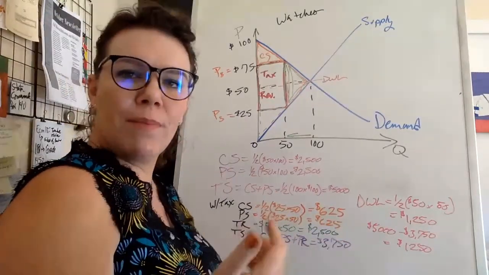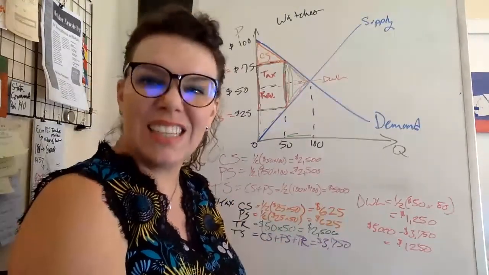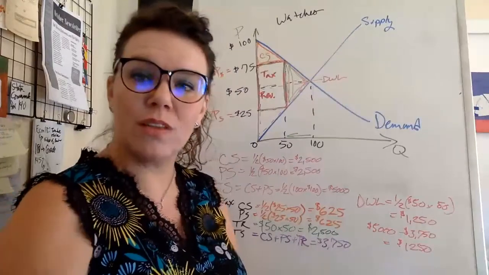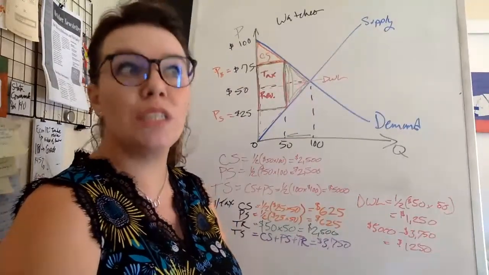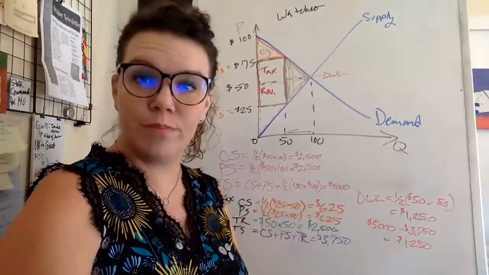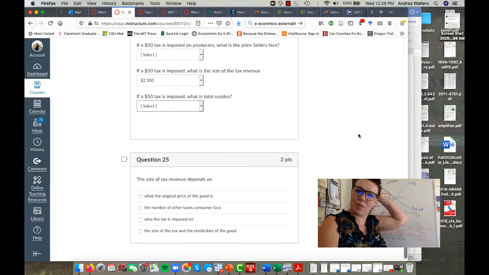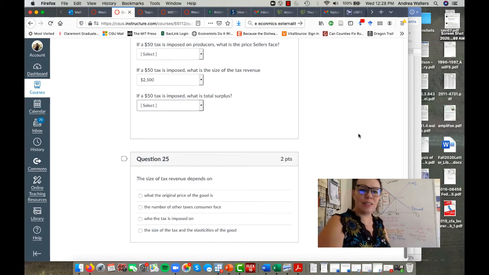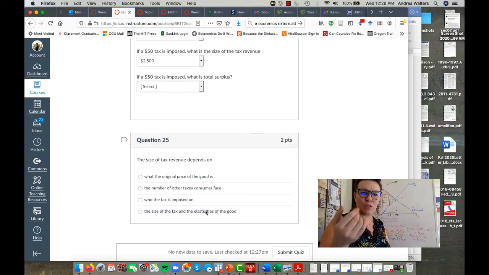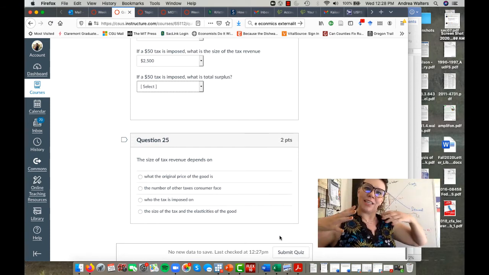So when we think about whether a tax is successful or not, taxing necessities can harm low-income households, but taxing luxuries really puts a lot of deadweight loss into the system. So that's another way of thinking about it. Okay? And that leads into the last question pretty easily, which says, what does the size of tax revenue depend on? It doesn't depend on the original price or the number of other taxes. It depends on the size of the tax and the elasticities of the good. So hopefully that helped answer some of your questions.